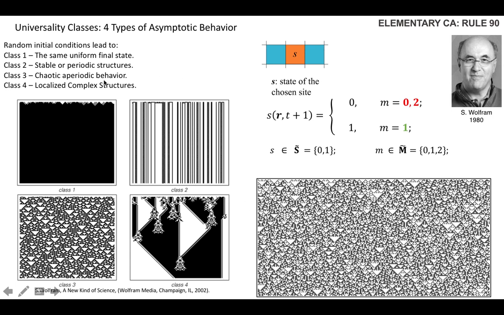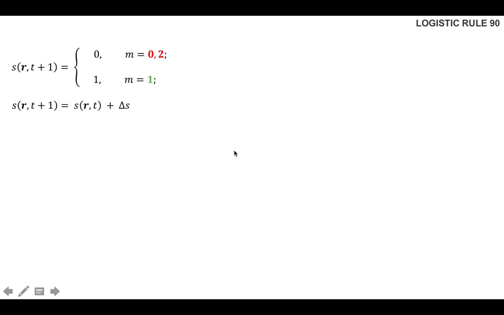Another thing that is important is the classification introduced by Wolfram, meaning that class 1 is basically the same uniform final stage, class 2 periodic stable structures, class 3 aperiodic behavior, and class 4 is localized complex structures, something between this one and this one. Class 4 is between class 2 and class 3, sort of.